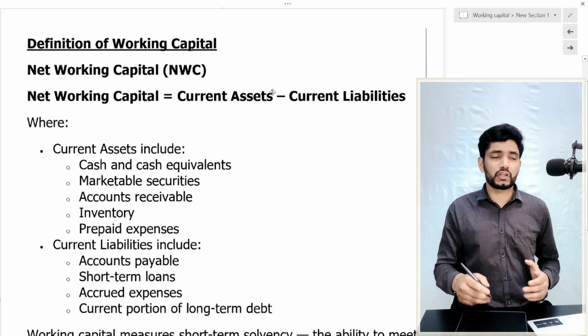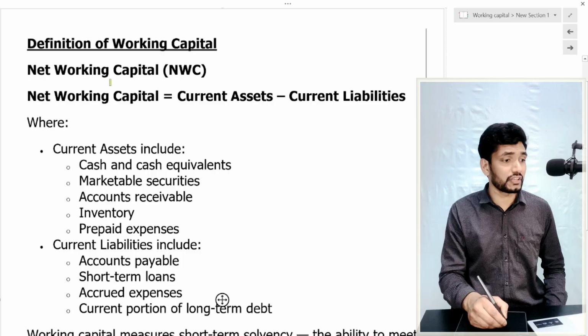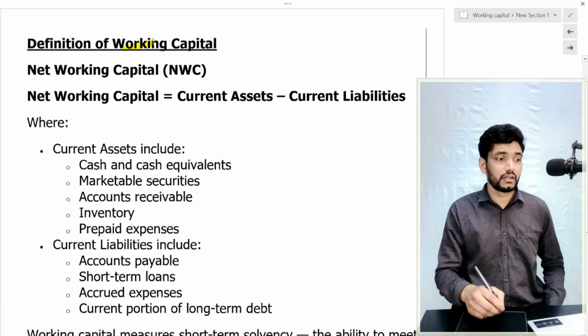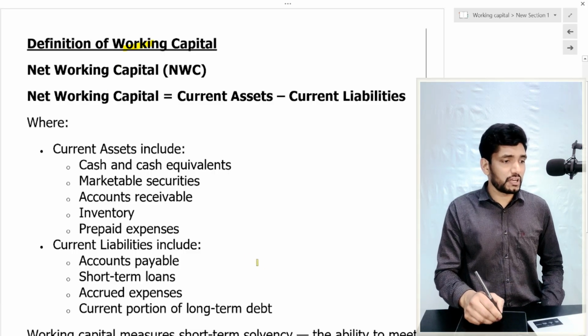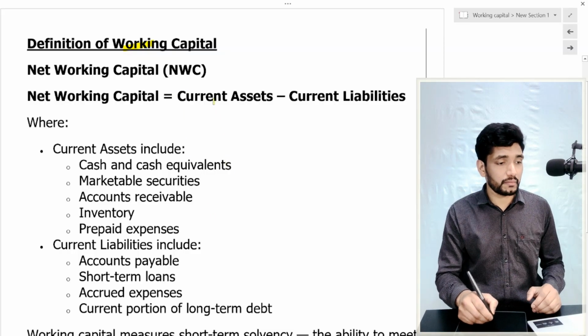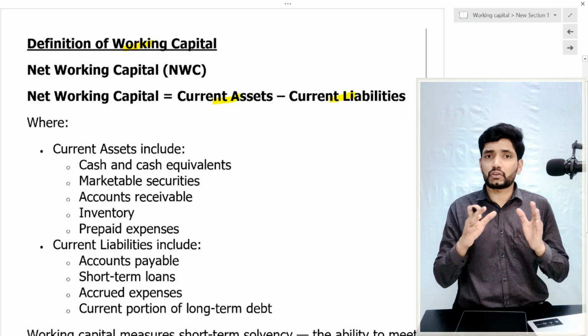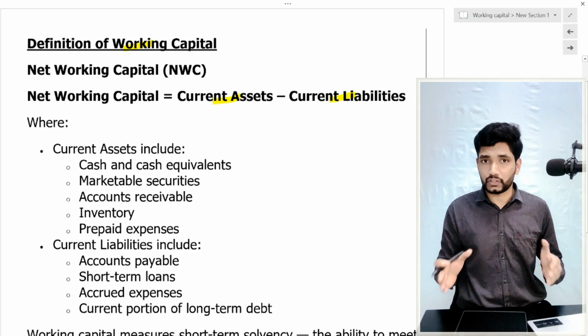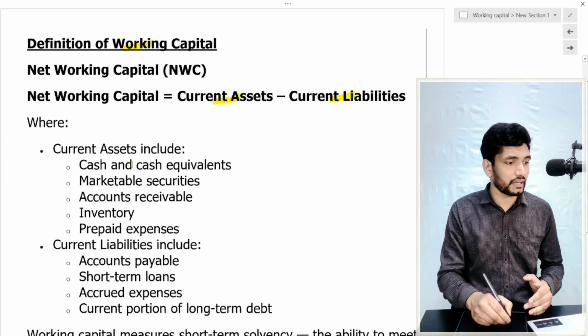So let's move more into working capital. The first thing is the definition of working capital. The formula for working capital is net working capital equals current assets minus current liabilities. So what is our total current assets minus what is our total current liabilities? That is net working capital.